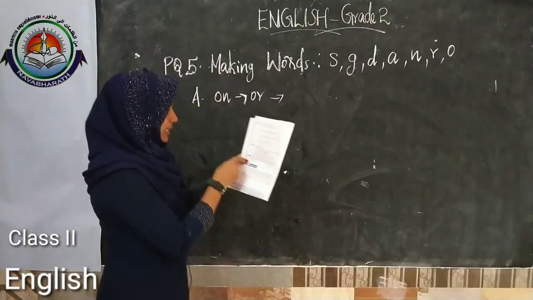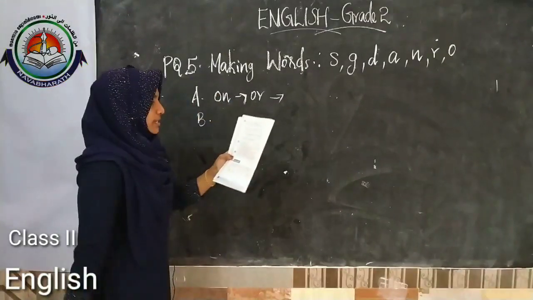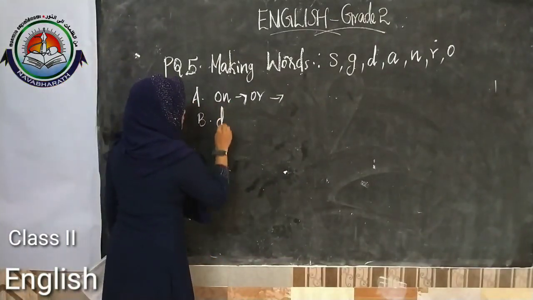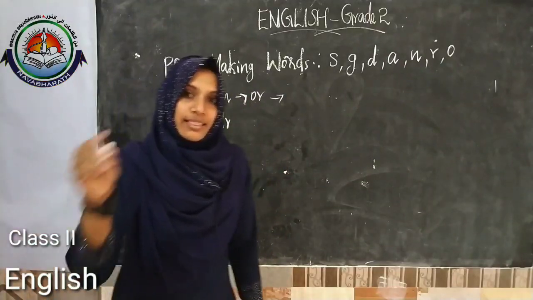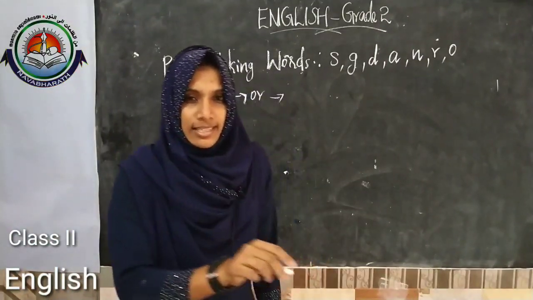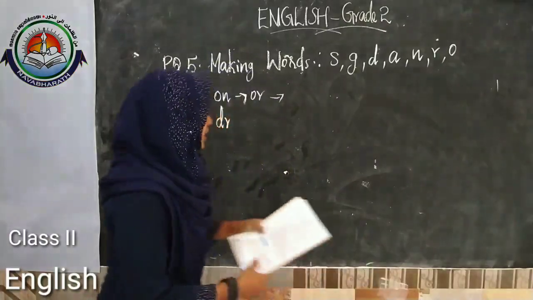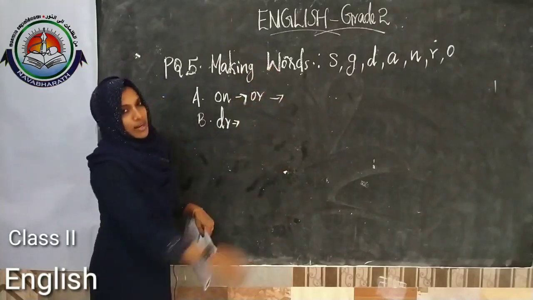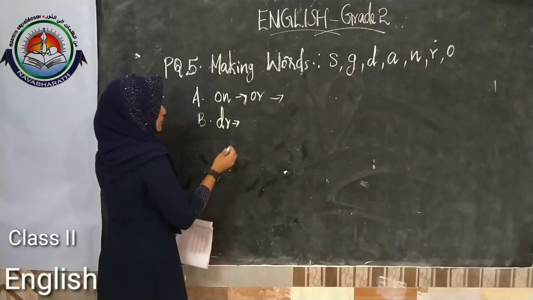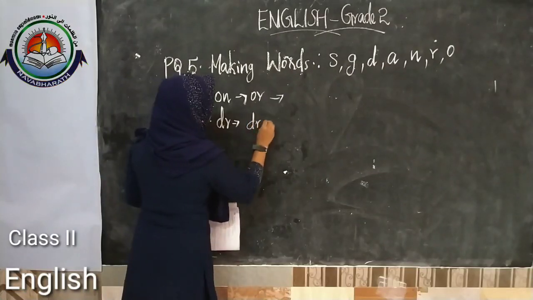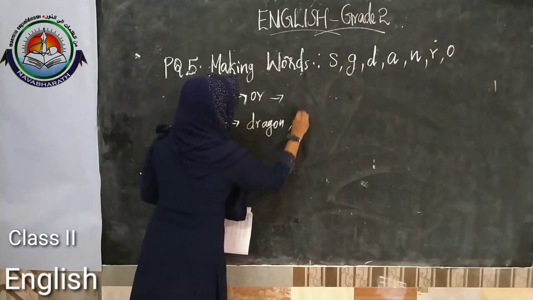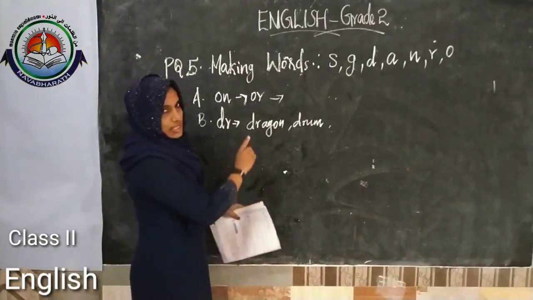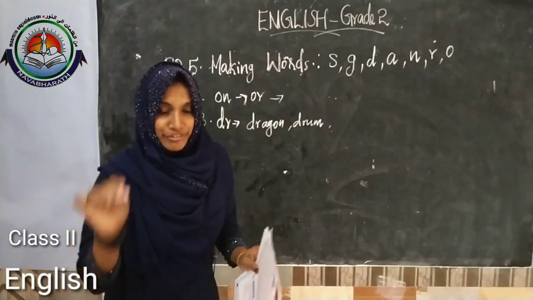So let's move to B. The question B: circle the words that make the dr sound. Here you have to circle the words that have dr. It is a blending sound. So the words that have the dr sound, you have to circle out from these words. For example, dragon, drum, like that. You have to circle the words with the sound of dr.